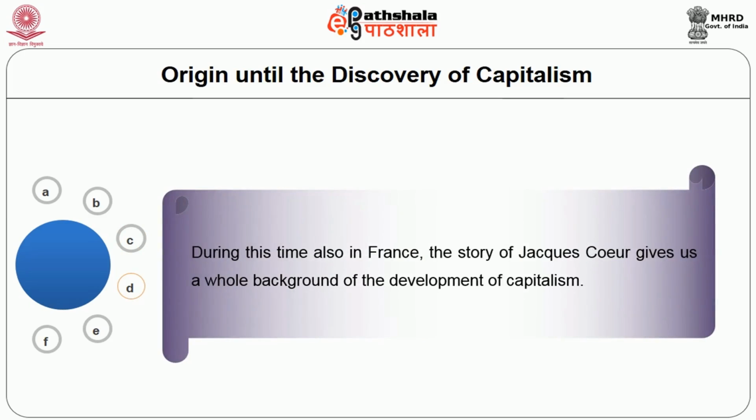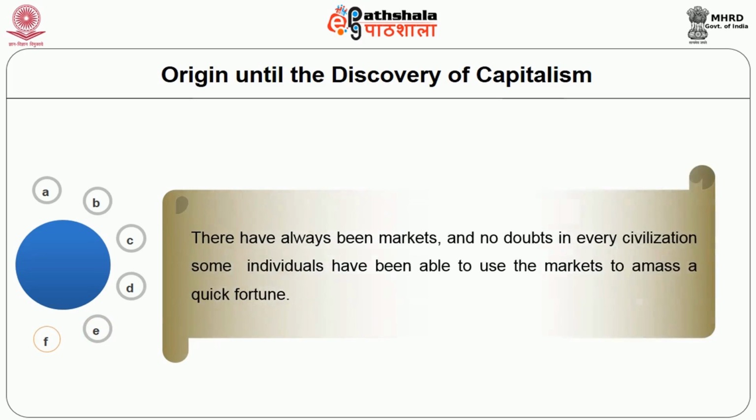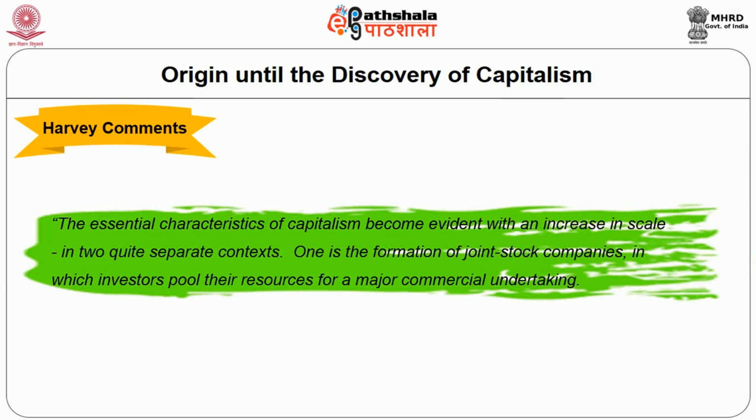During this time also, in France, the story of Jacques Coeur gives us a whole background of the development of capitalism. He provides an astonishing example of the rapid creation of wealth through skillful investment in foreign merchandise. These are cases containing elements of later capitalism, but their limited scale makes them in a certain way different. There have always been markets, and no doubt in every civilization, some individuals have been able to use markets to amass a quick fortune. As David Harvey comments, the essential character of capitalism becomes evident with an increase in scale in two quite separate contexts.